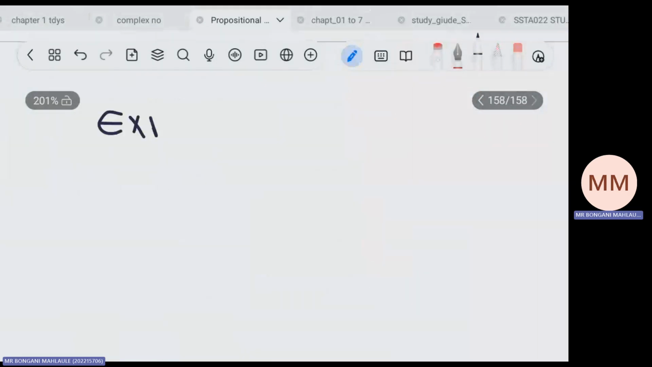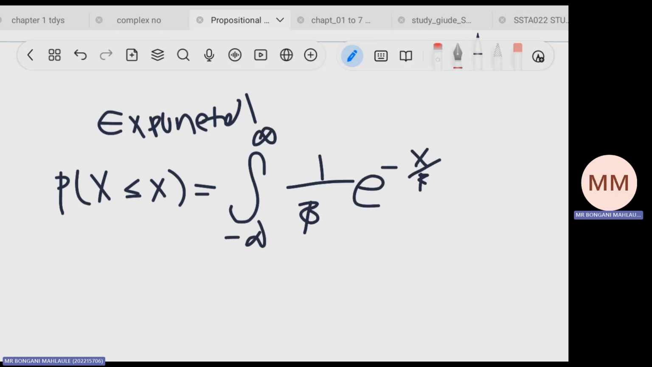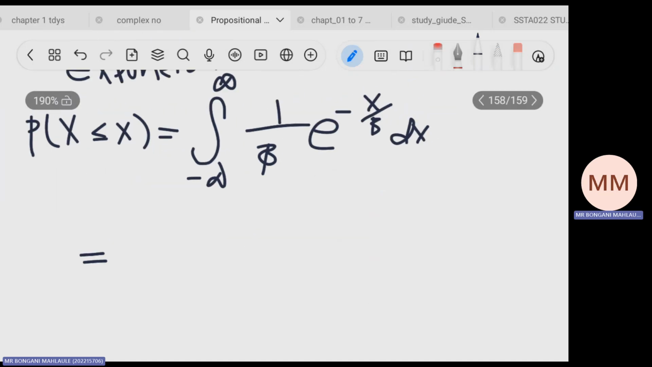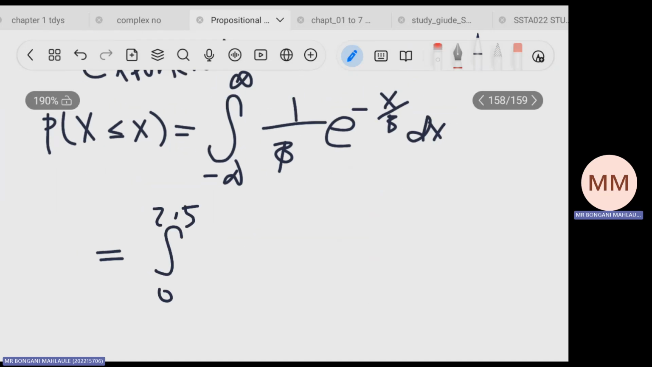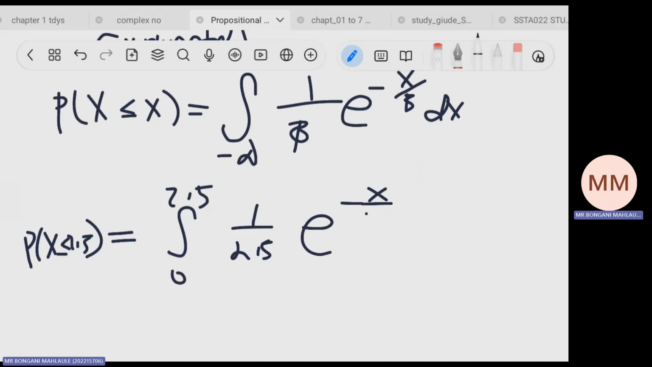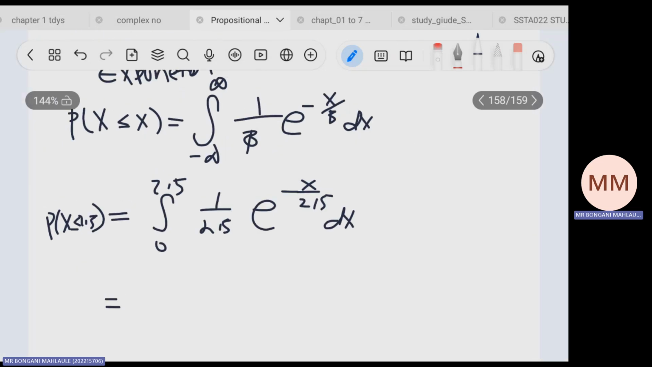For the exponential, we're saying that you'll say the integral from negative infinity to infinity of 1 over beta, negative x over beta dx. So you'll have 0 to 2.5 since our x was 2.5. And then you'll have 1 over 2.5 Euler negative x over 2.5 dx. So we can take out 1 over 2.5.